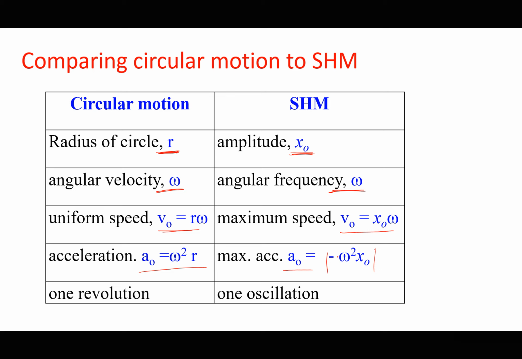So for circular motion, we may talk about one revolution. And for simple harmonic motion, many times we may just refer to one oscillation. That is for simple harmonic motion. Some of the things we need to note from what we have just covered: you should be able to relate circular motion to simple harmonic motion. Some equations operate the same way.